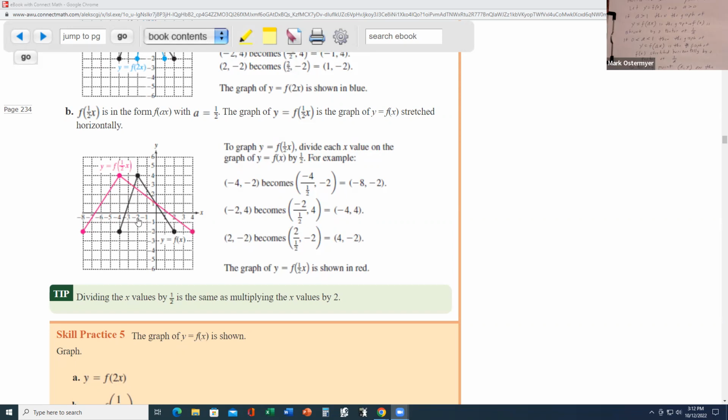So you can kind of see, it's like you grab hold of this black graph here and you pull it to the left and you pull it to the right. And that basically causes the graph to experience a horizontal stretching, okay, in the horizontal. All right.